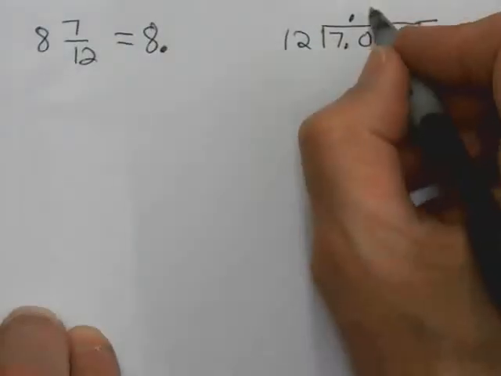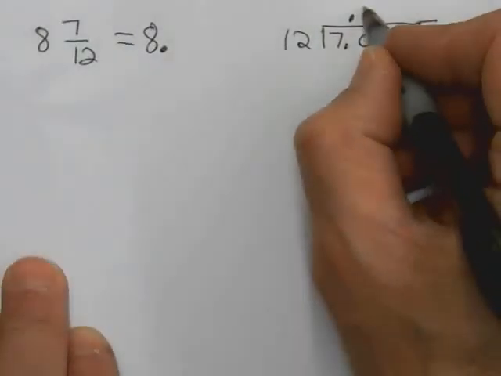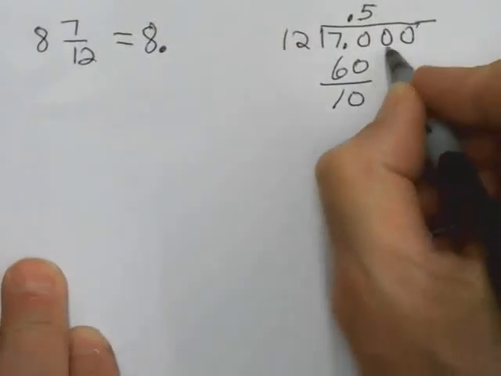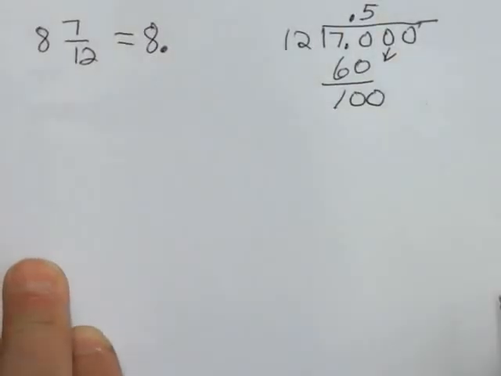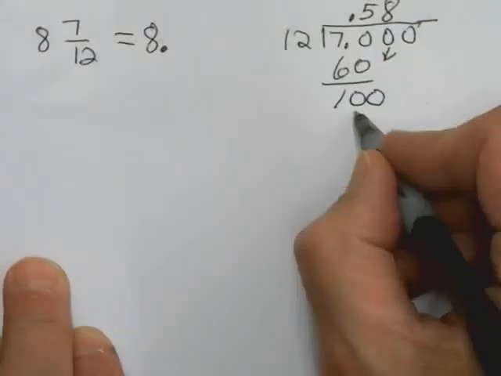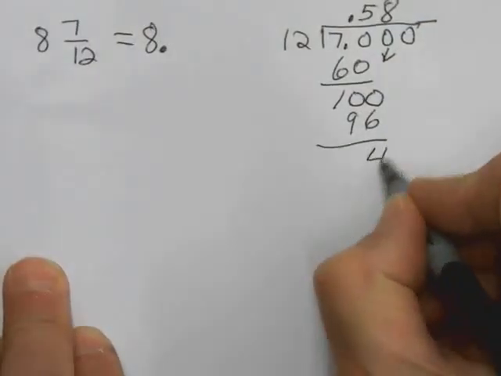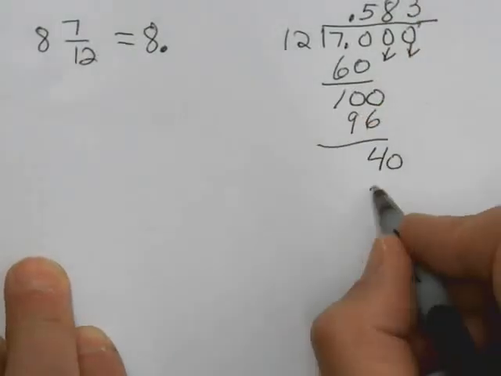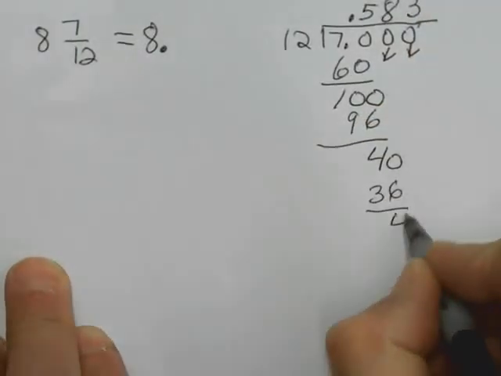12 will fit into 70 5 times, which is 60. We subtract and get 10, bring down our 0. We've got 100. 12 will fit into 100 8 times, which is 96. We subtract, we get 4, bring down our 0. 12 will fit into 40 3 times. We get 36. We get 4.